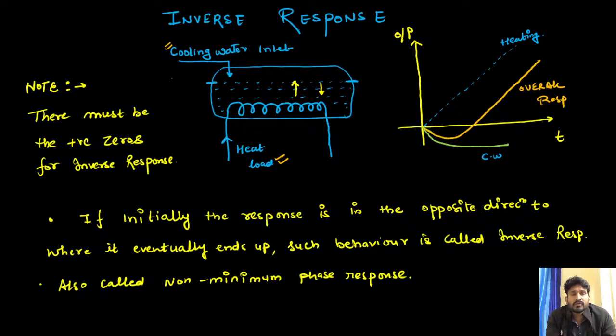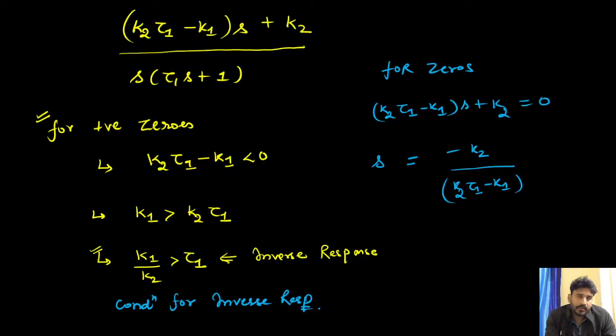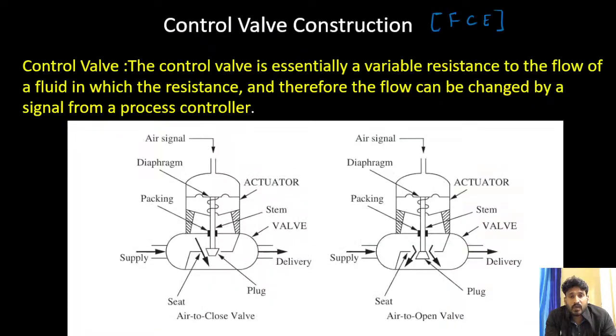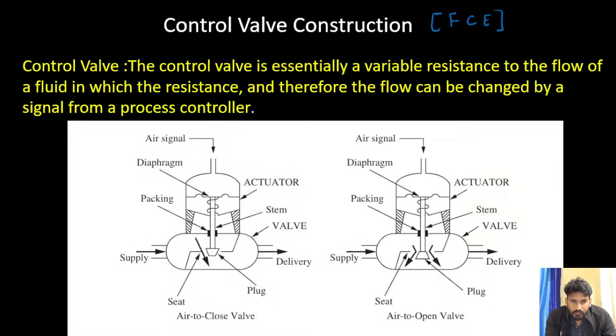We also discussed the inverse response, and remember the main condition for the inverse response: there must be a positive zero. When we calculate the positive zero, we basically get this equation, k1 over k2 must be greater than tau 1. Okay, so this is the whole discussion which we previously discussed, guys. I think in 10 minutes I revised all the things. I hope that the memory has become fresh again, right?